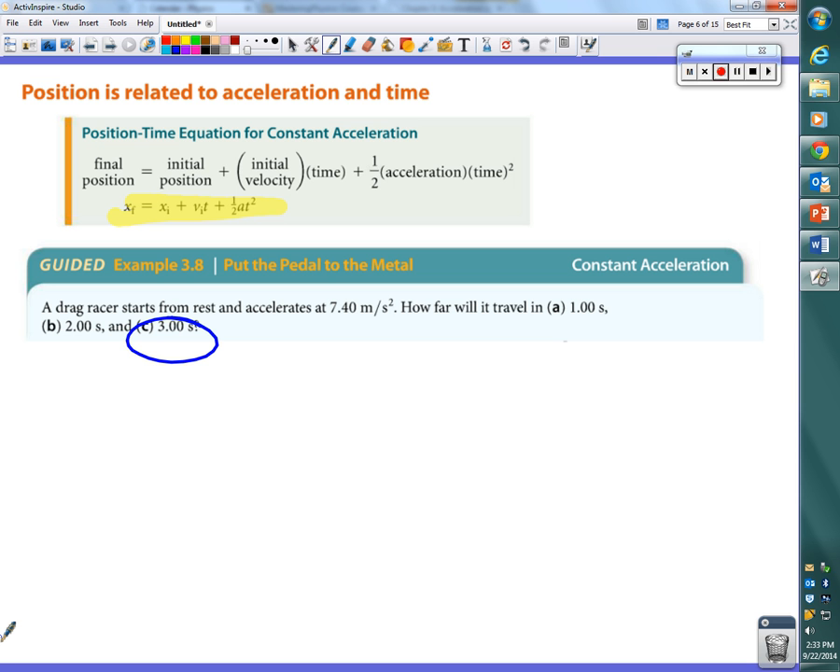Okay. So it says, a drag racer starts from rest and accelerates at 7.40 meters per second squared. How far will it travel in 3 seconds? If it's asking us for how far will it travel, what does it want us to know? Final position, right? That's our unknown in this problem. Where does it end up? All right, we've established what we're looking for. Now, what do we know? So a couple things are obvious. What's one obvious thing that we know from this problem?